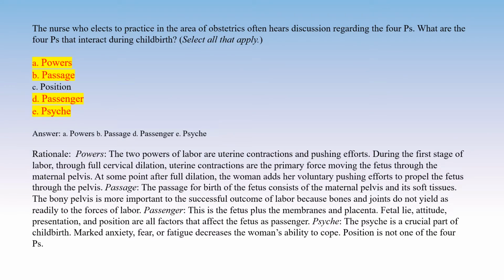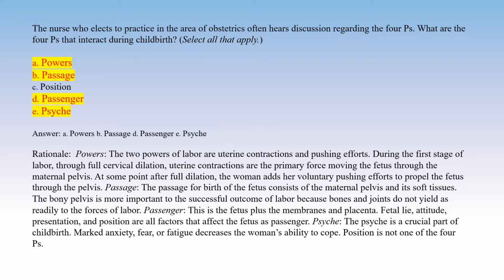Answer: A. Powers, B. Passage, D. Passenger, E. Psyche. Rationale: powers. The 2 powers of labor are uterine contractions and pushing efforts. During the first stage of labor, through full cervical dilation, uterine contractions are the primary force moving the fetus through the maternal pelvis. At some point after full dilation, the woman adds her voluntary pushing efforts to propel the fetus through the pelvis.